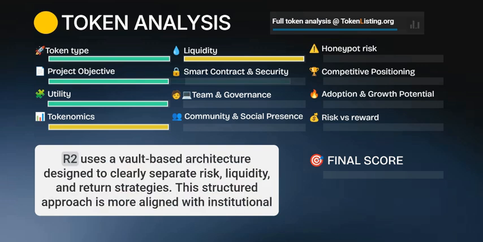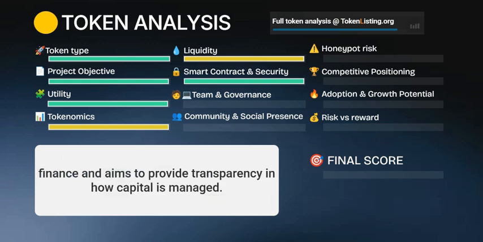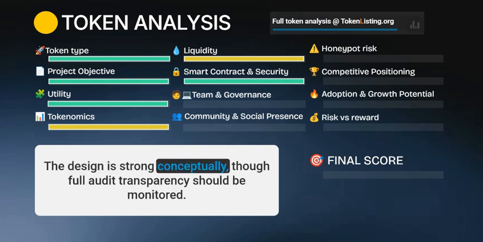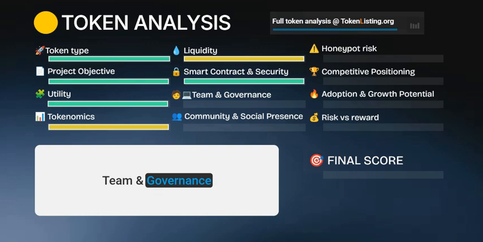Smart contract and security. R2 uses a vault-based architecture designed to clearly separate risk, liquidity, and return strategies. This structured approach is more aligned with institutional finance and aims to provide transparency in how capital is managed. The design is strong conceptually, though full audit transparency should be monitored.